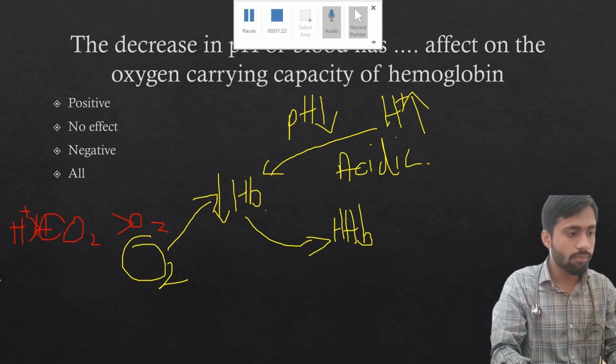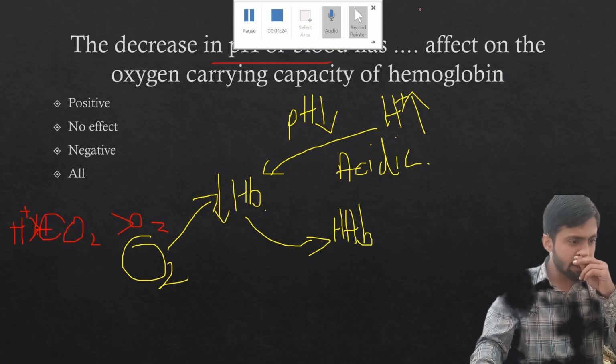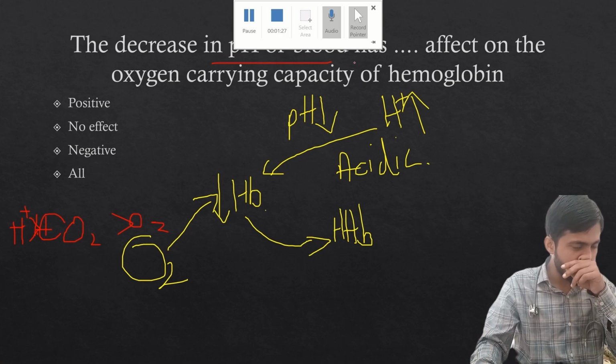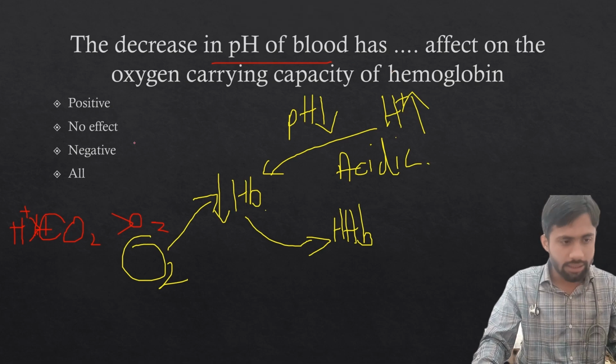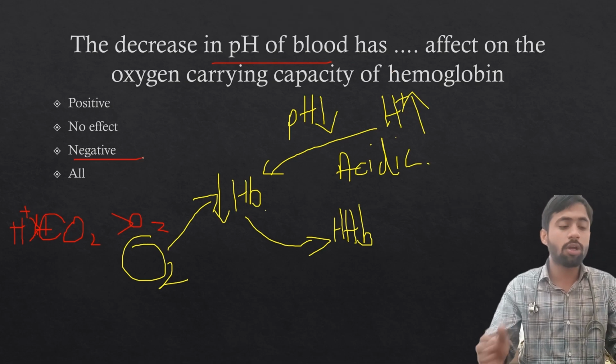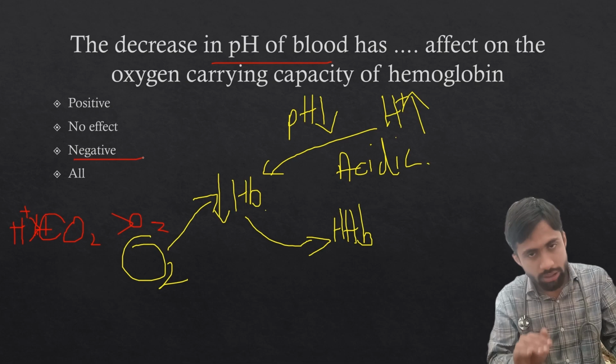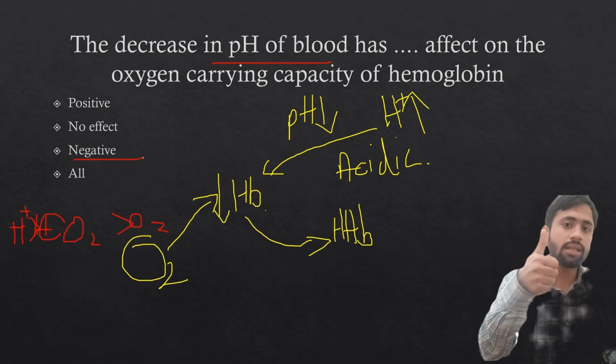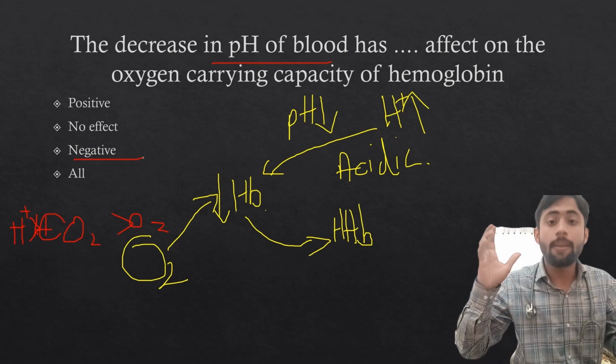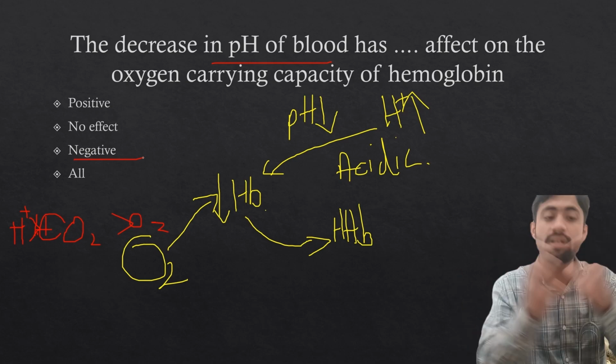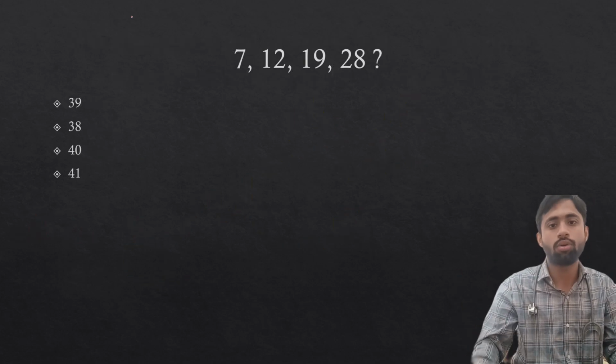So the decrease in pH has a negative effect, because the lower the pH, the greater the hydrogen ions. The greater the hydrogen ions, the lesser the binding capacity of oxygen with hemoglobin to form oxyhemoglobin.